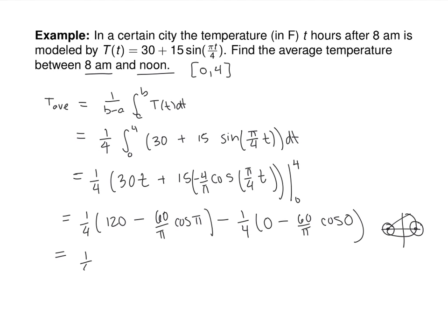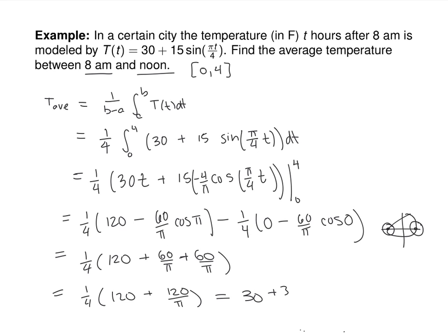So this becomes 1/4 times 120 plus 60 over pi, because cosine of pi is negative 1. Cosine of 0 is 1, so that's negative 60 over pi. The negative sign in the middle makes it also plus 60 over pi. So that's going to be 1/4 times 120 plus 120 over pi, which is 30 plus 30 over pi, or approximately 39.55 degrees Fahrenheit.